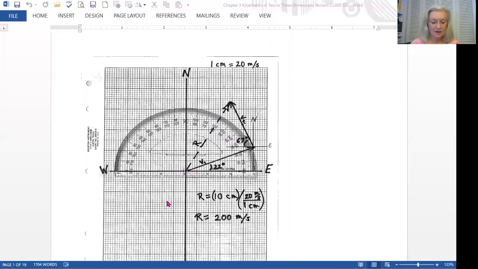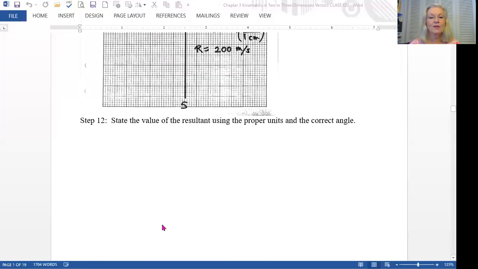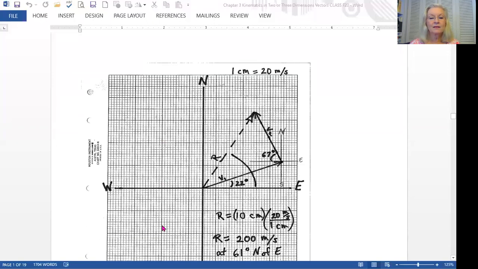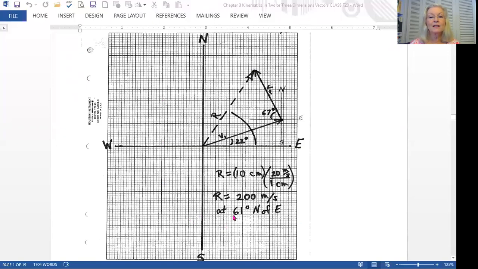I might be at 61 degrees. It's a little hard for me to tell from this version. When you have it on your paper, it's easier to read. And it will be north of east because we started east, moved north 60 degrees. So the resultant, well, I guess I measured at 61 degrees, which is fine. So the resultant is 200 meters per second at 61 degrees north of east.